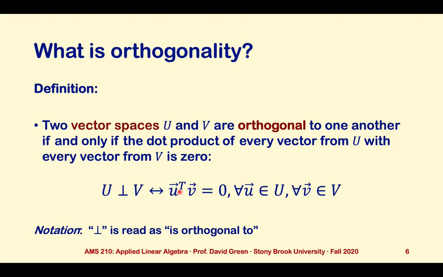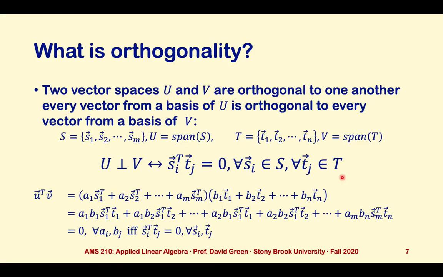U is orthogonal to V is perfectly equivalent to saying that u transpose v, or the dot product of u with v, is 0 for every possible vector u in the vector space U and every possible vector v in the vector space V. That is a definition. It's not a very satisfying one to find out if two vector spaces are orthogonal to one another, because we can't evaluate the orthogonality of every single vector in a vector space, as there's an infinite number of those.